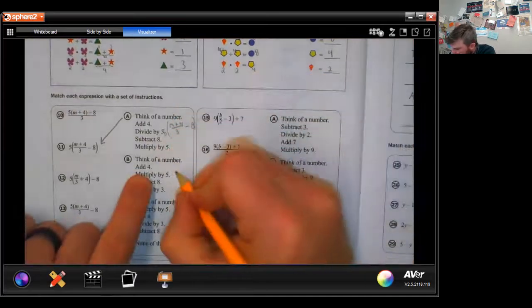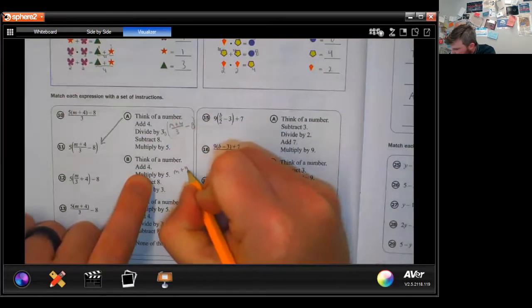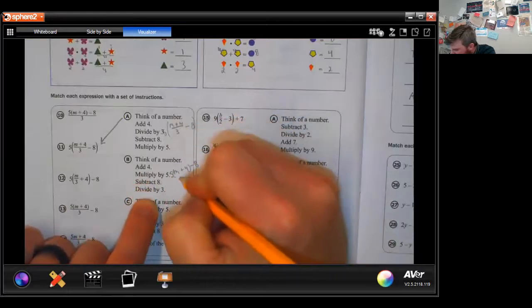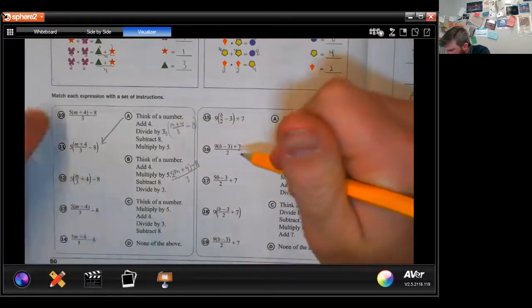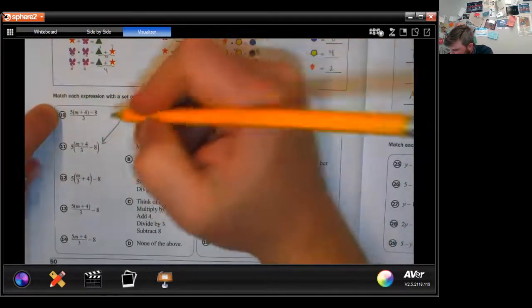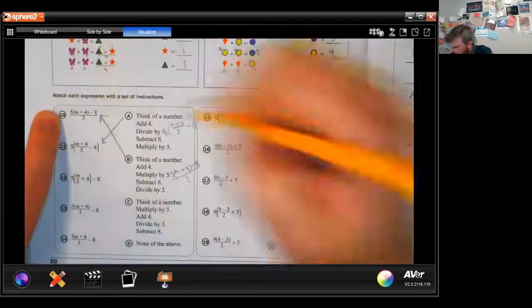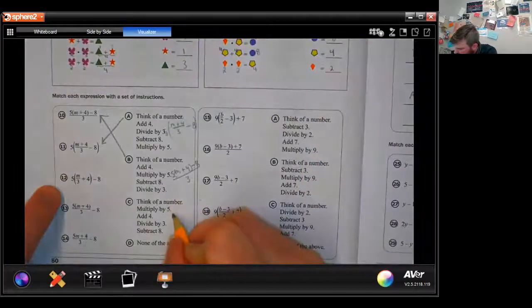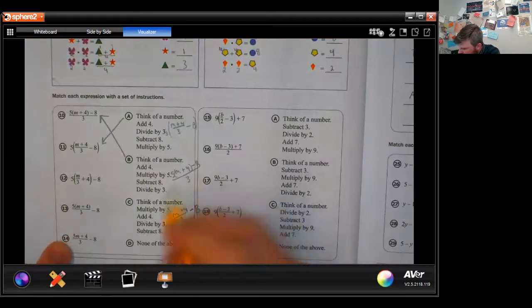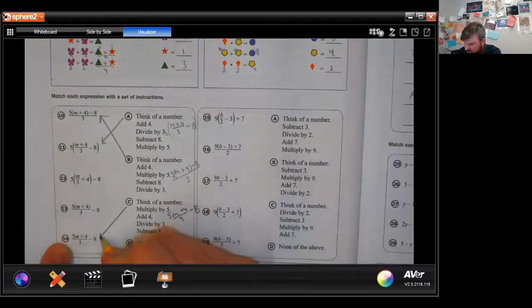Think of a number m, add 4, multiply by 5, subtract 8, and then divide by 3. That looks like this one. That's B. Think of a number, multiply by 5, add 4, divide by 3, subtract 8. Okay, so 5m plus 4, over 3, minus 2. That goes there.